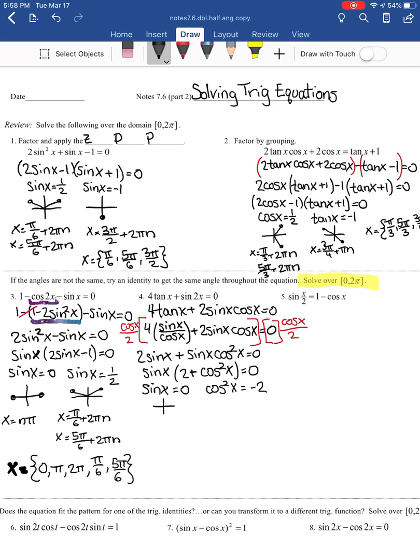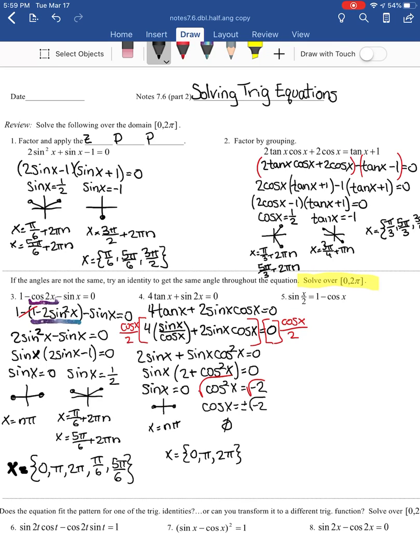On my unit circle, sine x equals 0 there or there, x equaling n pi. On this side, I would square root both sides. So cosine x equals plus or minus root of -2. And we're taking the root of a negative number, so that has no solution. So my only solutions here are 0, pi, and 2 pi. Lovely.